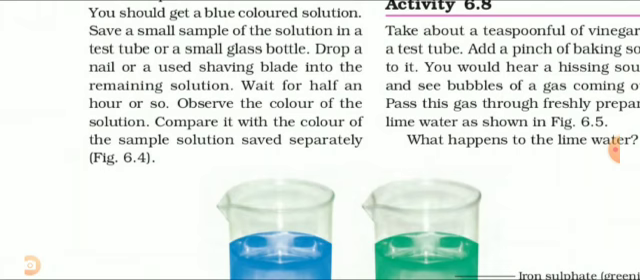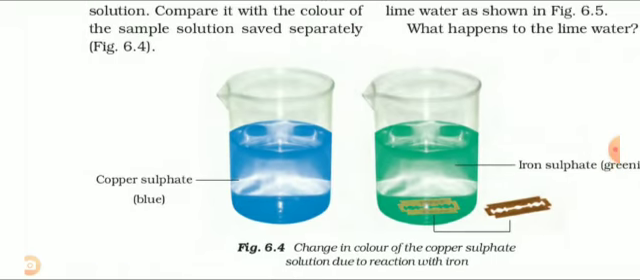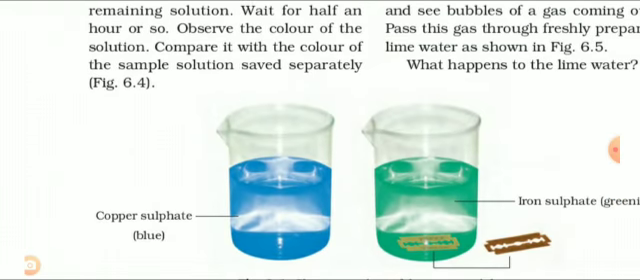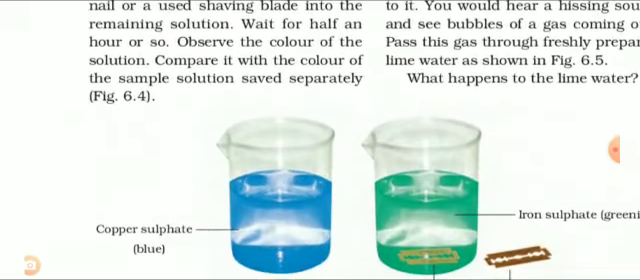क्या करना है? Firstly, we have to take copper sulphate added into water, a blue colored solution will be obtained, and we have to take two parts of this blue colored solution. In one part it will remain as it is, and in the second part we'll add a nail or a used shaving blade, and after half an hour we will get some results which are quite different.